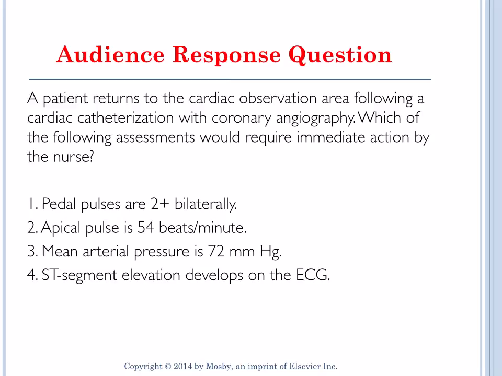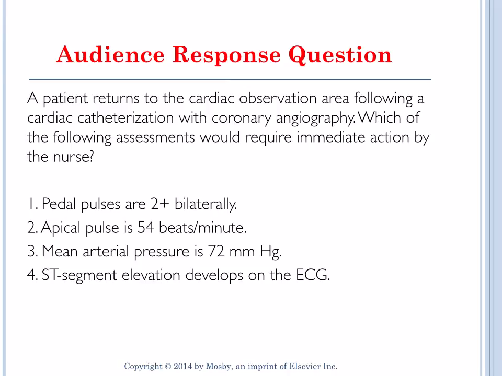A question: a patient returns to the cardiac observation area following a cardiac cath with coronary angiography. Which of the following assessments requires immediate action by the nurse? His pedal pulses are 2 plus on both sides. Apical pulse is 54 beats per minute. Mean arterial pressure is 72, and ST segment elevation is developing on the ECG.